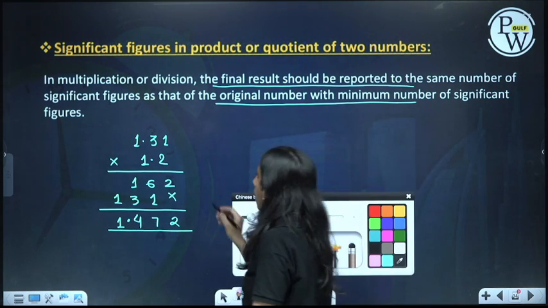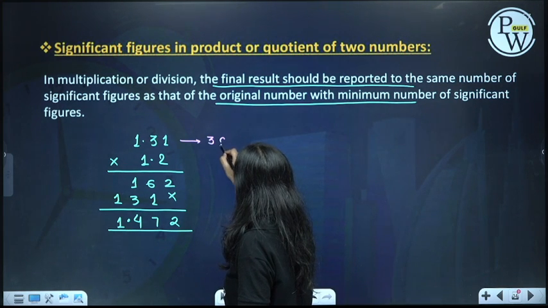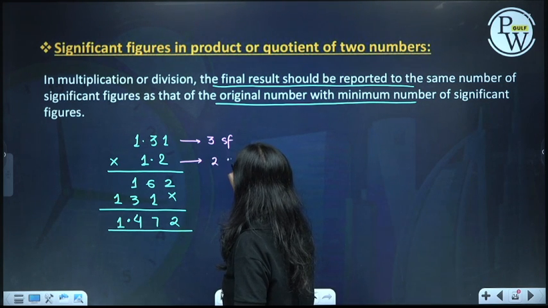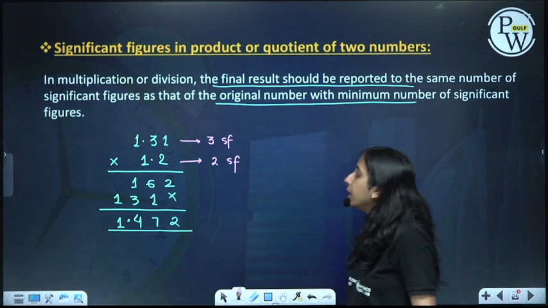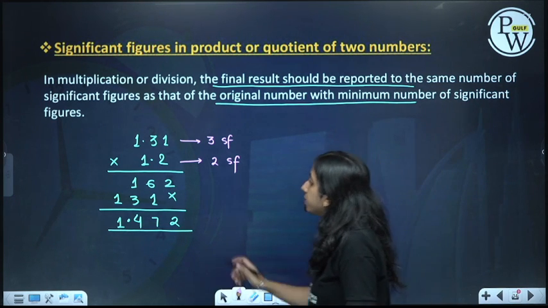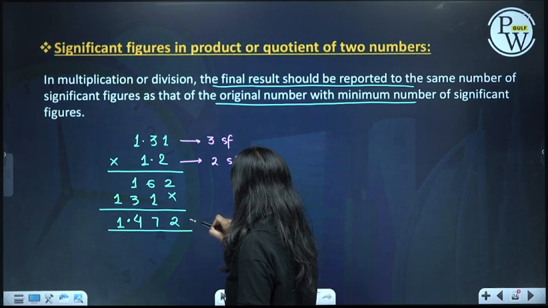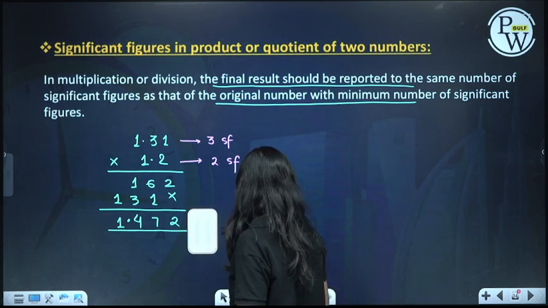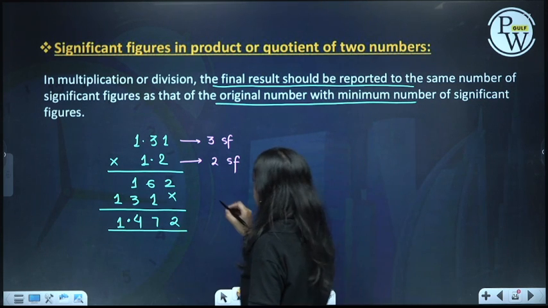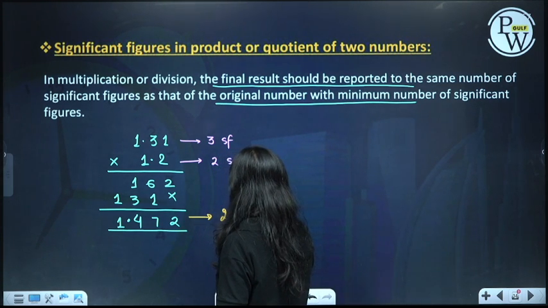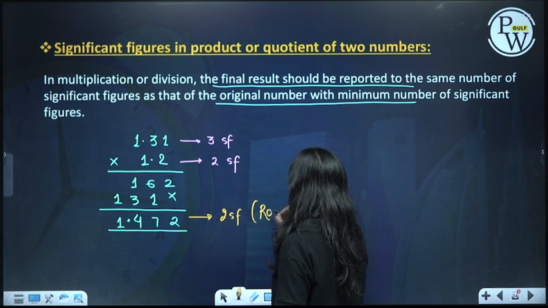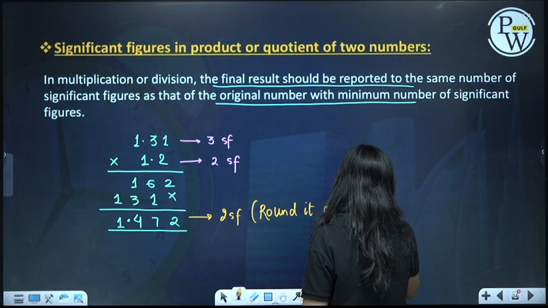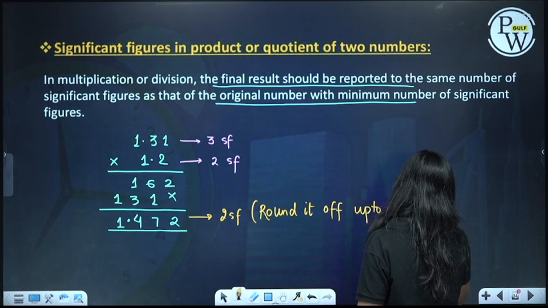Now tell me how many significant figures? This is having 3 significant figures. This number is having 2 significant figures. This number is having 2 significant figures. Now the result should have how many significant figures? With the minimum. So the result should also have 2 significant figures. So round it off up to 2 significant figures.